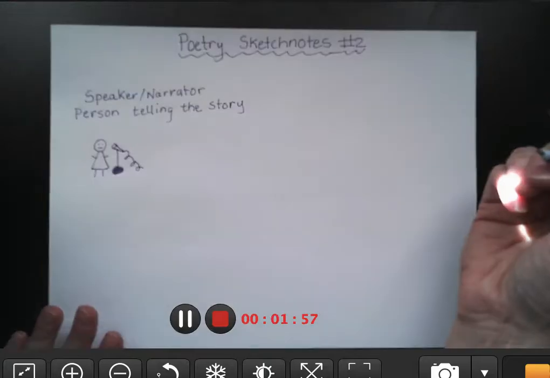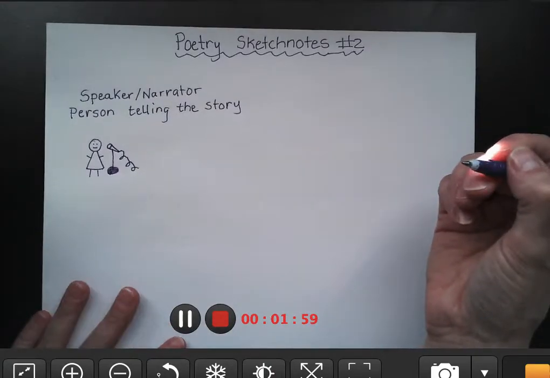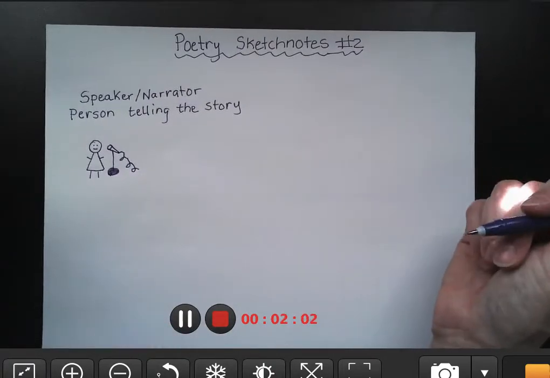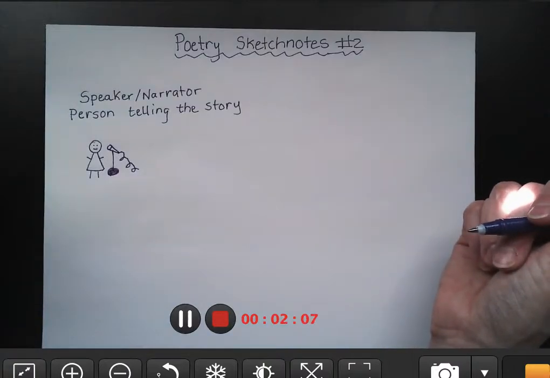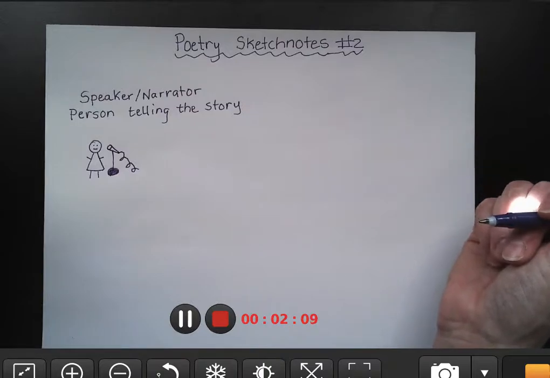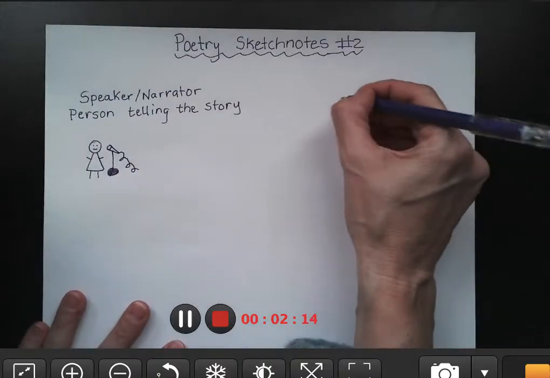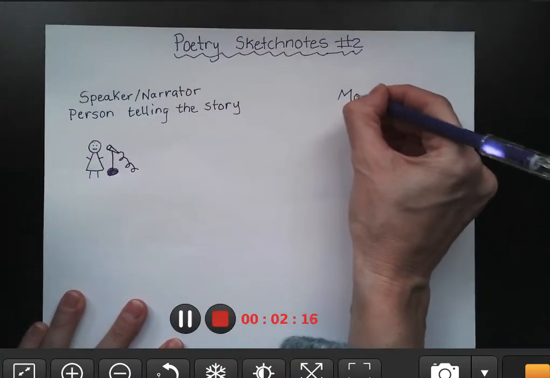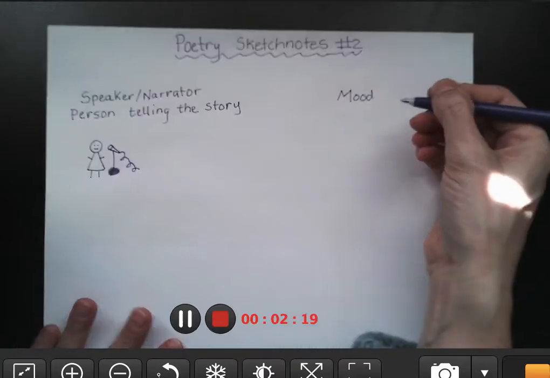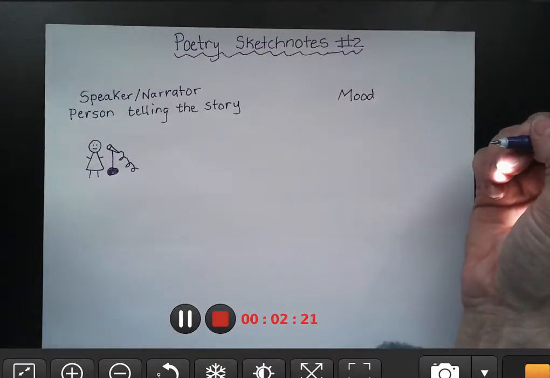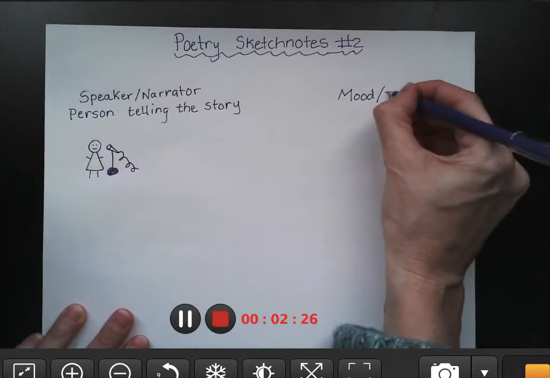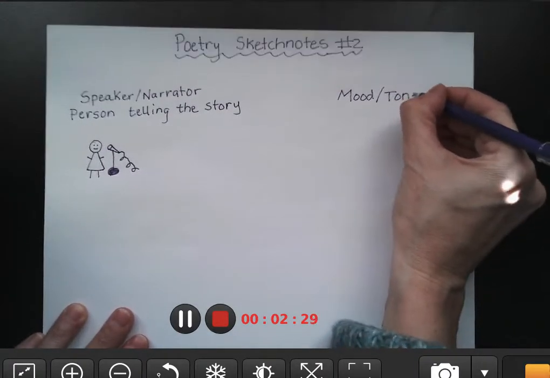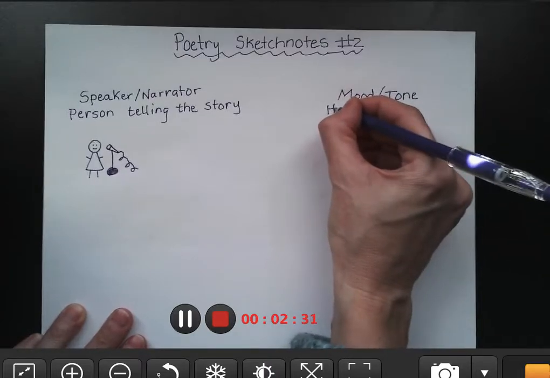The next important word you need to know about poems is a lot of times poems have a mood or a tone about them. Some poems are happy and some poems are sad or deep. They get you thinking a lot. So the mood or the tone is how the poem is meant to be taken emotionally or how it makes you feel. So how a poem makes you feel.